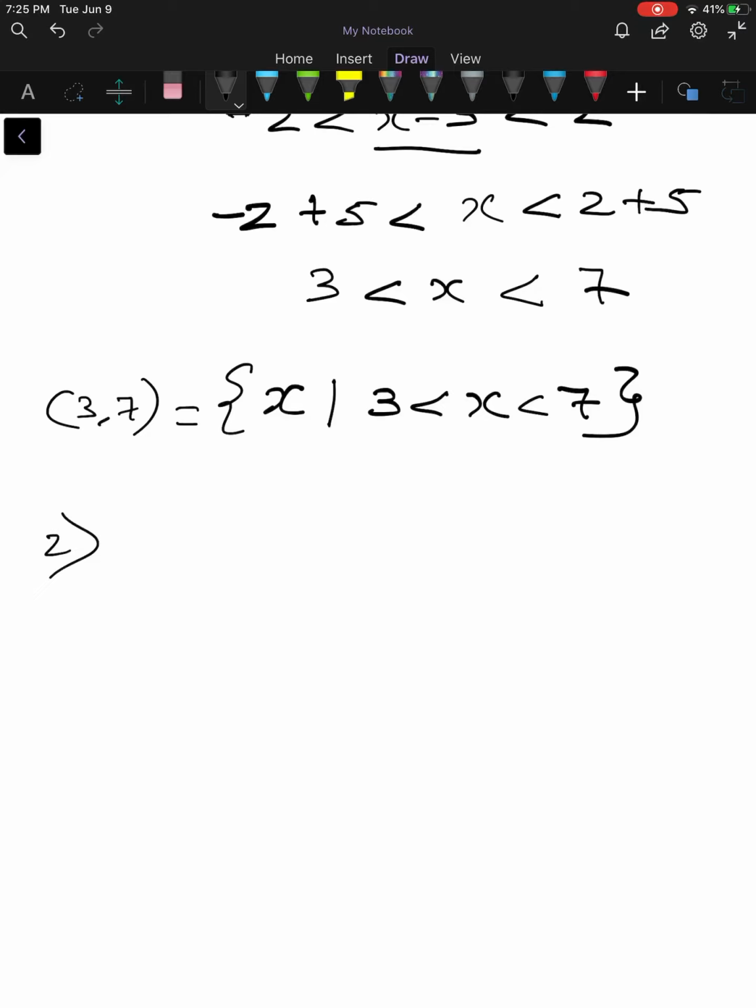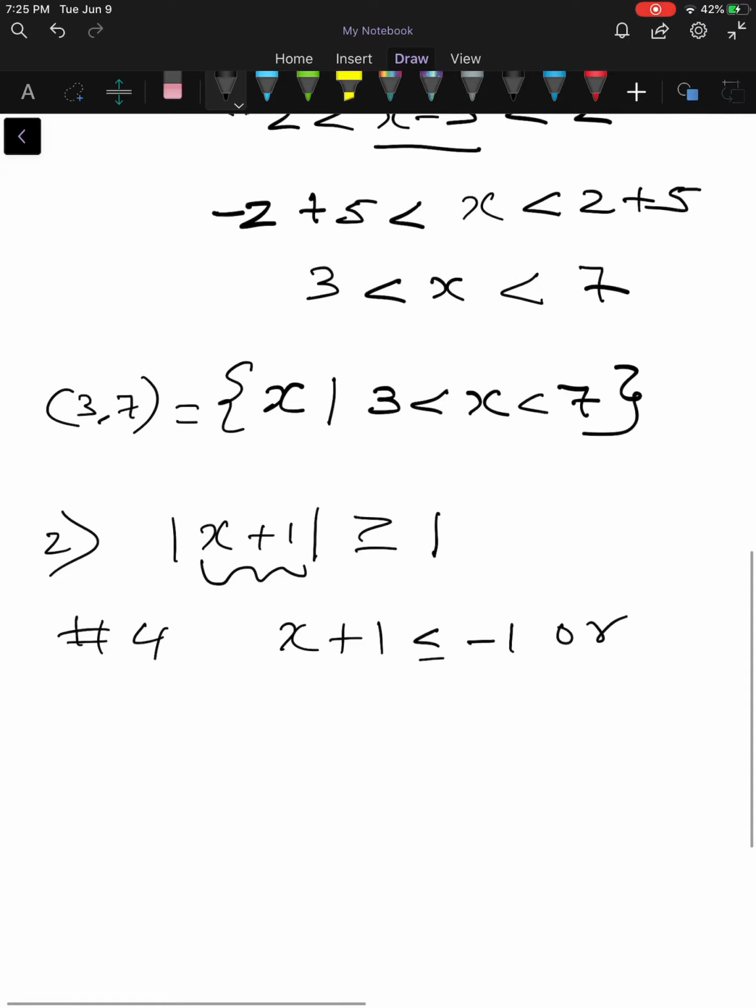Another example, the second one. If I consider absolute value of x plus 1 greater than or equal to 1, this would be property number 4. So property number 4 implies that this whole x plus 1 expression can be treated as one variable, and your constant value in this inequality is 1. x plus 1 is less than or equal to negative 1, or 1 is less than or equal to x plus 1.